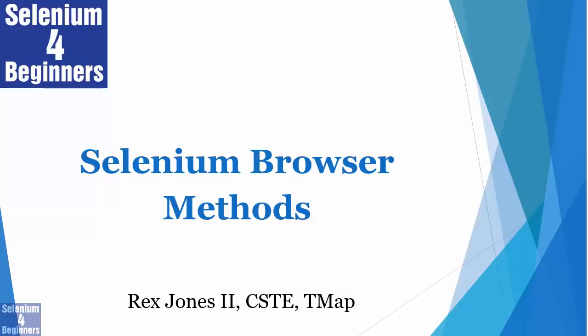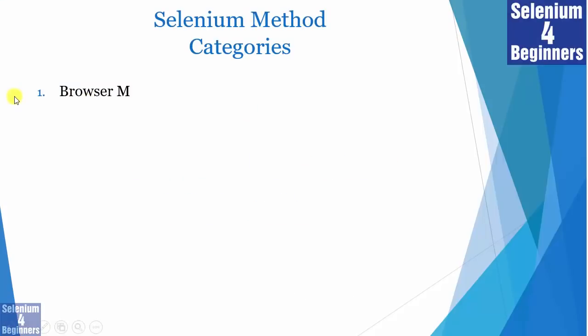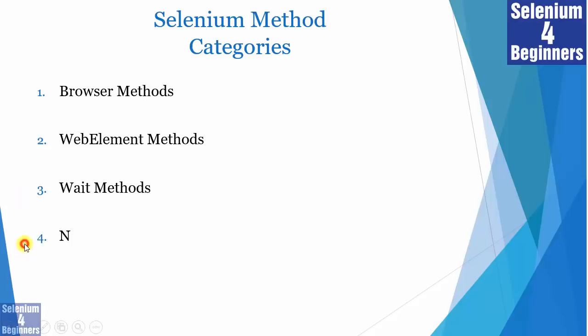In this video, I will cover the browser methods for Selenium. There is a total of 5 Selenium method categories. Each category has methods for automating applications. In no particular order, we have a list of the following categories: browser methods, WebElement methods, wait methods, navigation methods, switch methods.